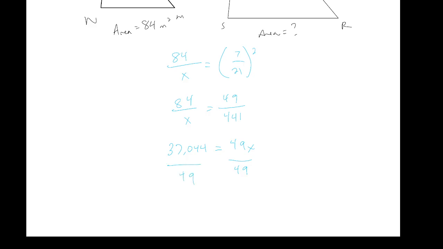Divide both sides by 49, and we're going to get an x, which is 756. What does that mean? It means the area is 756 meters squared. Okay, so that's it. That's lesson 8.1.